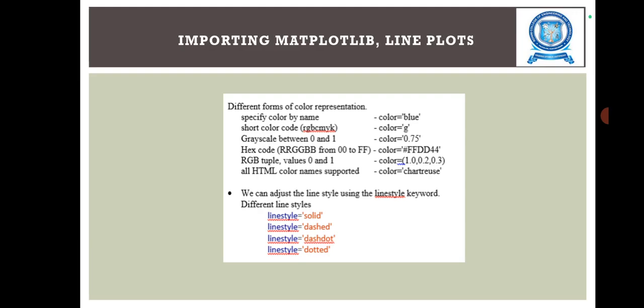Then next, we can adjust the line style using the linestyle keyword. If you want a solid line, you can mention solid in the line style. If you want a dashed line, you can mention dashed. Otherwise, if you want a dash-dot line, you can mention dashdot. Likewise, dotted can also be mentioned.